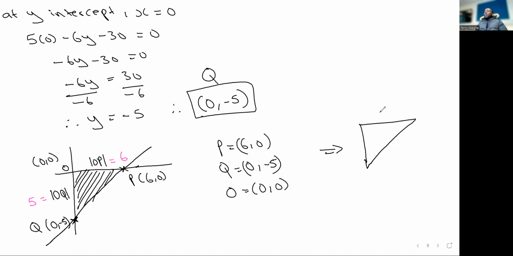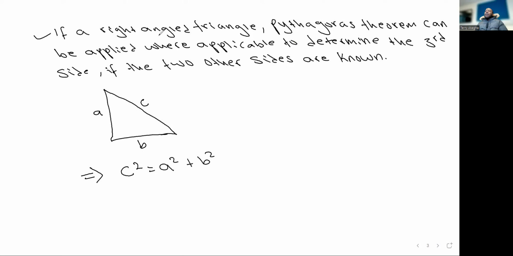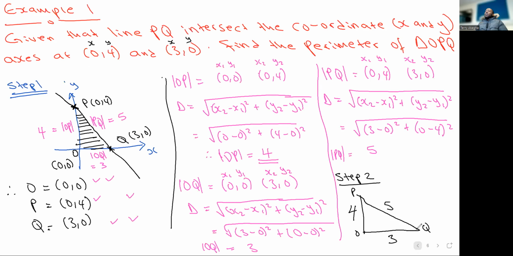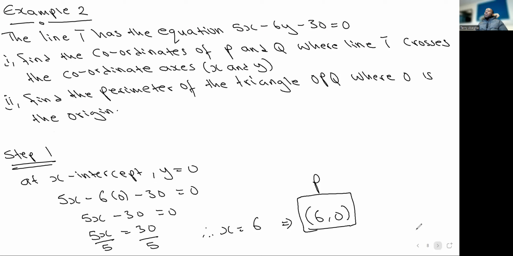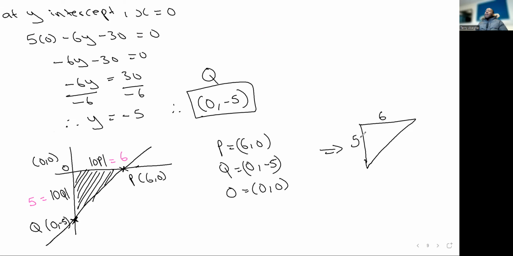Okay, I know here to be 6, and I know here to be 5. So I can find my PQ now, or QP, using Pythagoras theorem. All right, so I don't need to use distance formula, because if it's a right angle triangle, remember I told you, Pythagoras theorem can be applied where applicable to determine the third side if the two other sides are known. I can apply that here because in this case, I know the two sides, so I can get a third side, which is this, C.